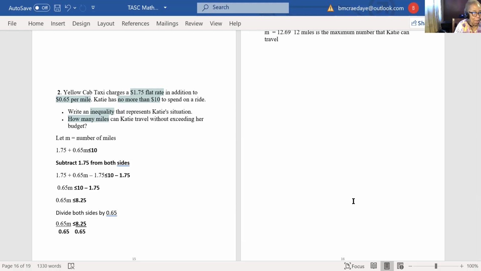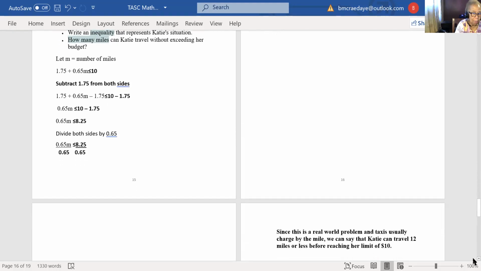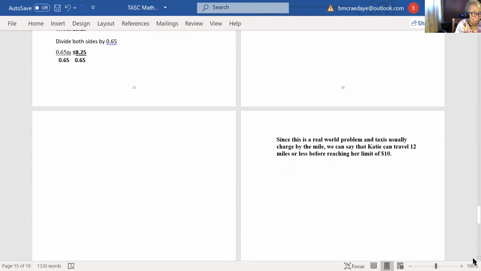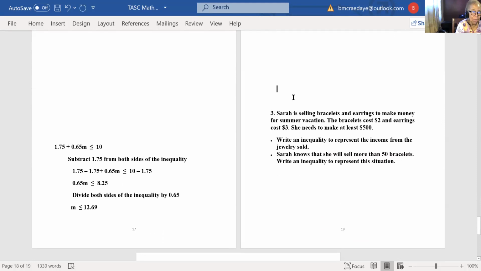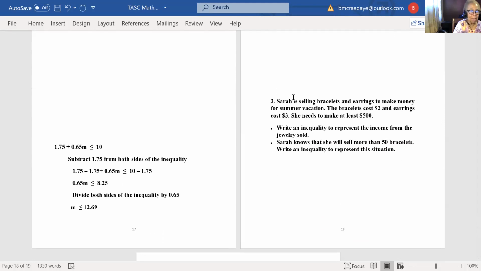All right, let's go. I think we have another one here I want you to try. All right, Maureen, tell me this one. Sarah is selling bracelets and earrings to make money for summer vacation. The bracelets cost $2, the earrings $3. She needs to make at least $500. Tell me the inequality.